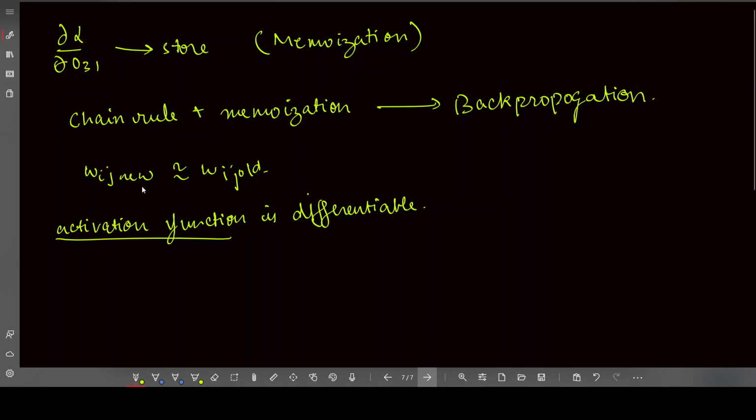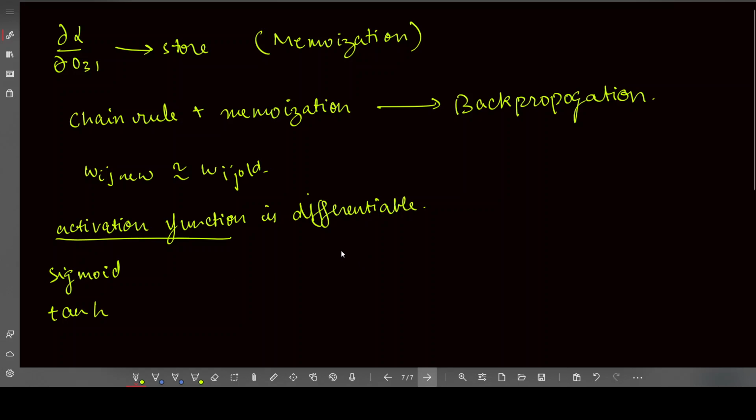So you basically have two very popular activation functions: the sigmoid function and the tanh function. I'll explain these two activation functions in this video, and then in the next video I'll explain what vanishing gradients and exploding gradients are.